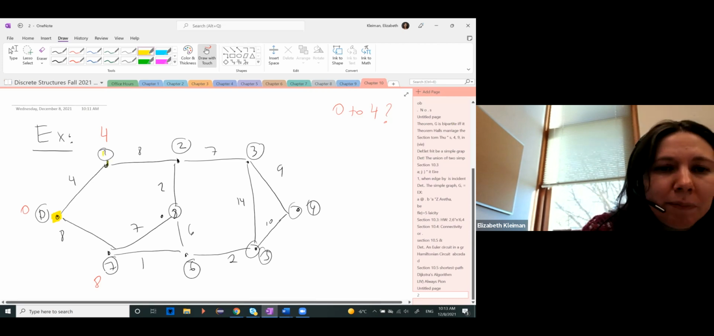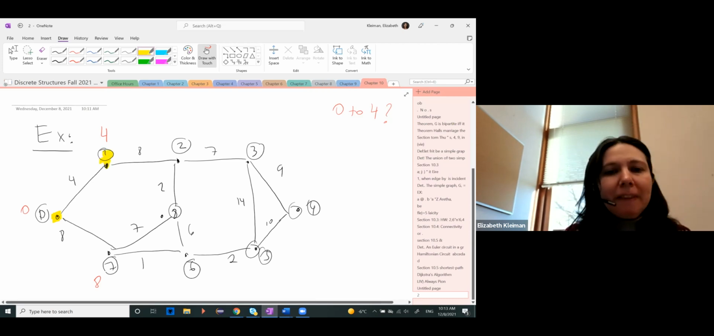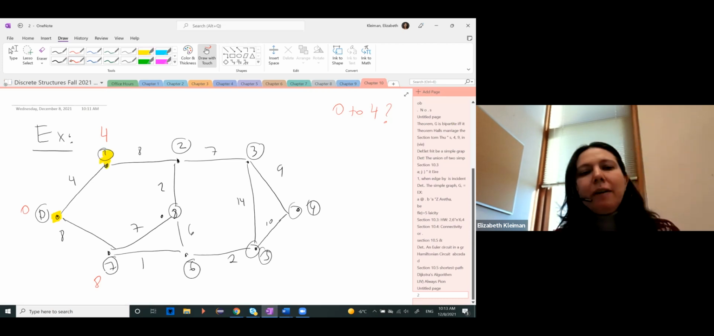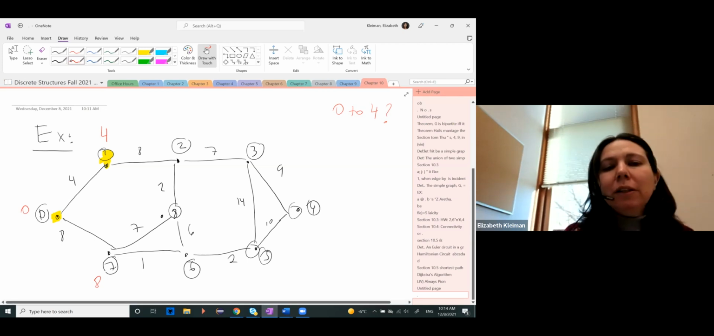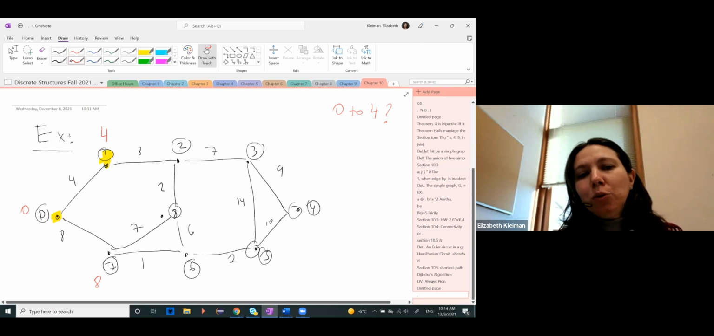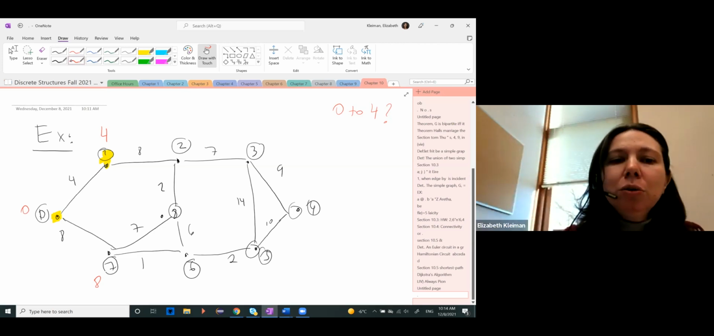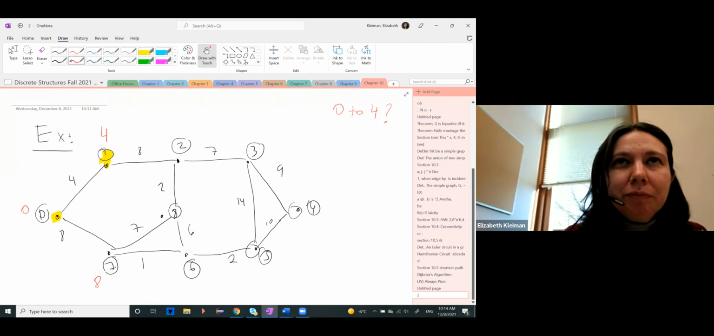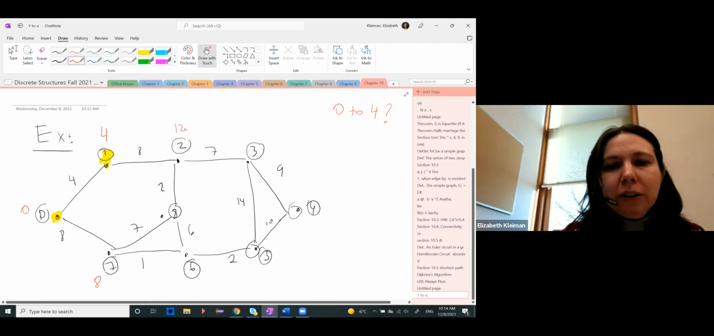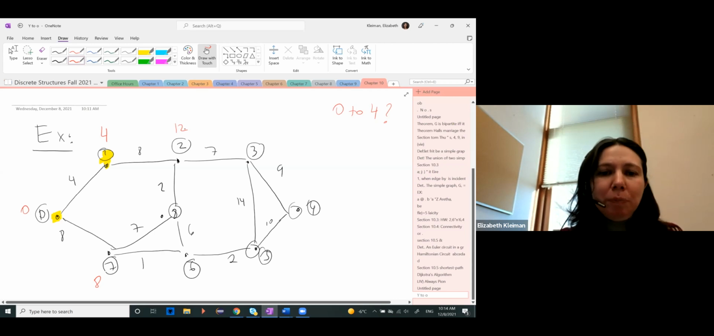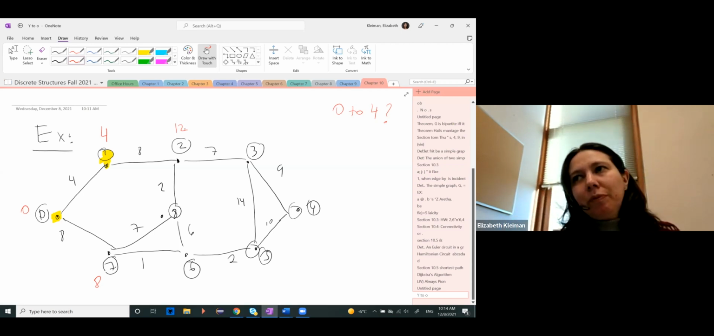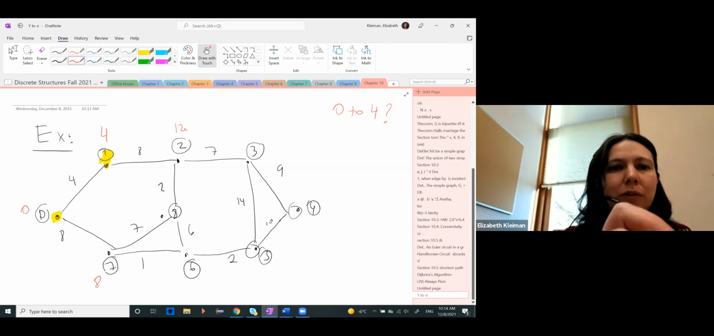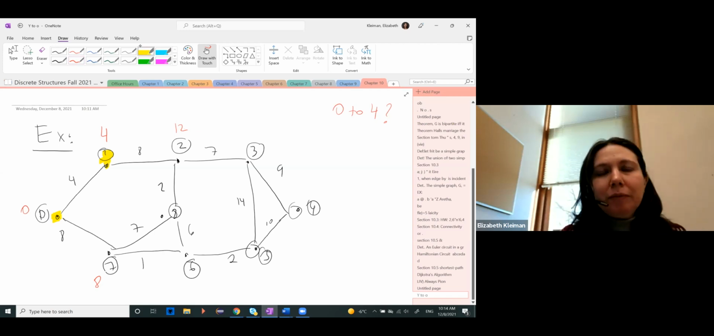1 is the one I pick because it has the least weight. Good. Keep going. Now I'm trying to see where I can get from 1. Well, the only node I can get to from 1 is 2. So I need to change 2 to be how much? 12 is correct. So now I need to pick either 7 or 2. Which one do I pick, 7 or 2? Which should I visit next?